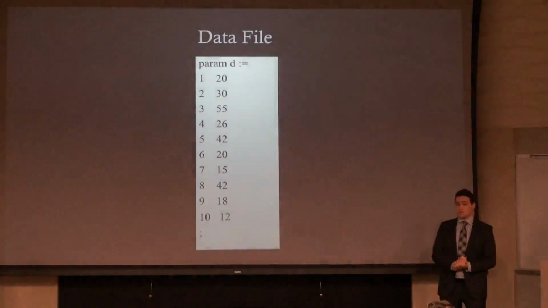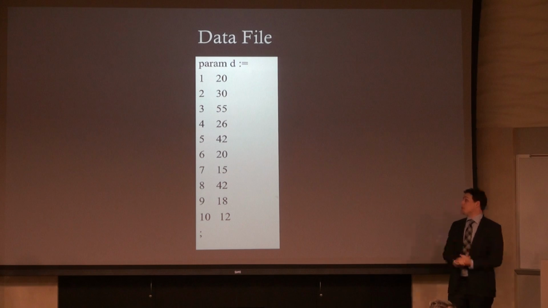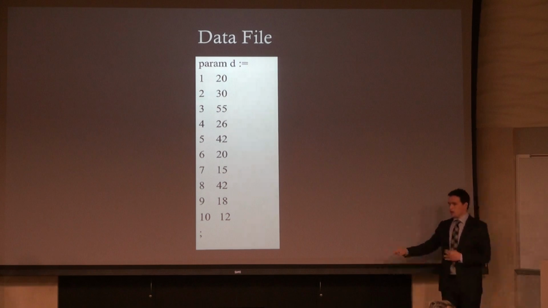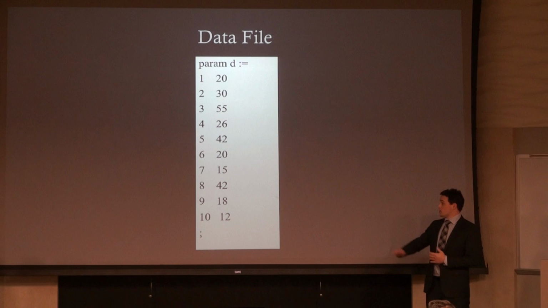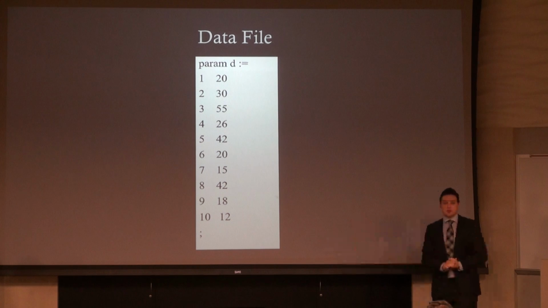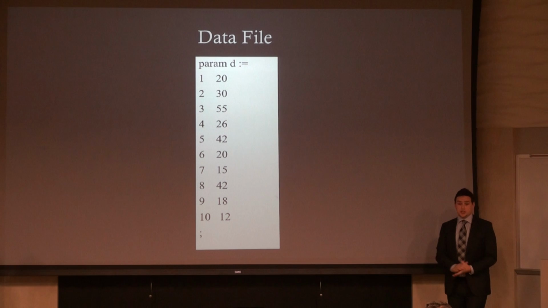These are our input files, the input data each time we had to run the AMPL code. On the left is a number corresponding to spreadsheets and addresses, and on the right is the demand at each address.